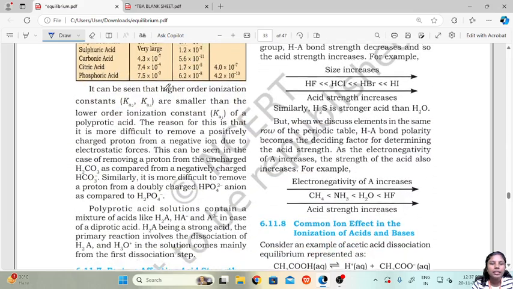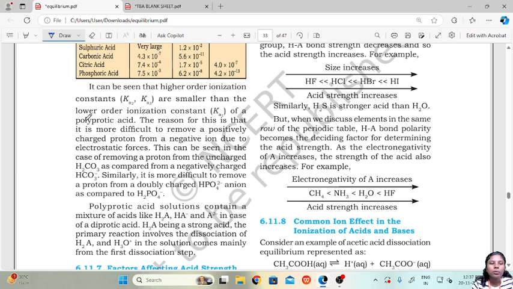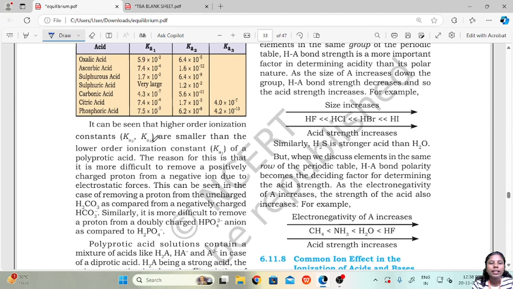Now it can be seen that higher order ionization constants, say Ka2 and Ka3, are smaller than the lower order ionization constant Ka1 of the polyprotic acid. The reason for this is that it is more difficult to remove a positively charged proton from a negative ion due to electrostatic forces. So higher order ionization constants Ka2 and Ka3 are smaller as compared to Ka1.